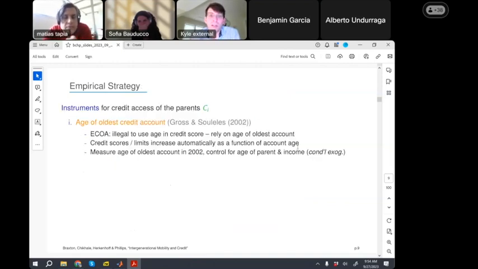So let's talk about the instruments. We're going to show you two instruments, and then we're going to show you over-identification tests. The first instrument we use is the age of the oldest credit account. Gross has used this in their QJE paper when studying the permanent income hypothesis. What they did is study these credit cards as they aged around 6 months and 12 months and 18 months, and limits jump discretely.